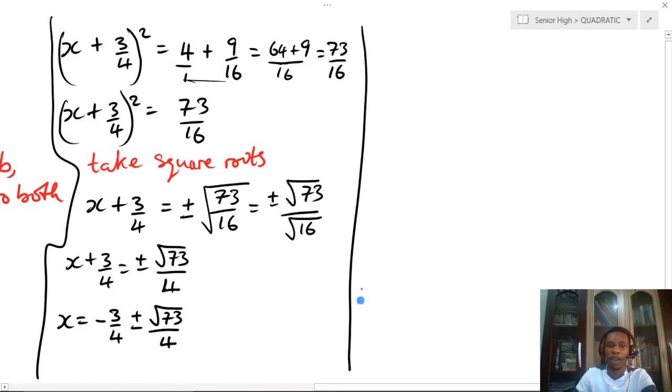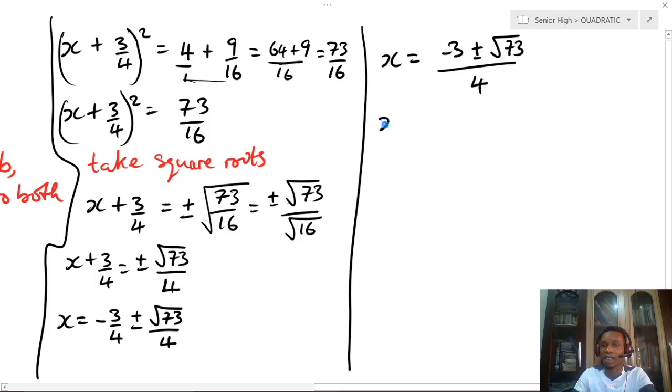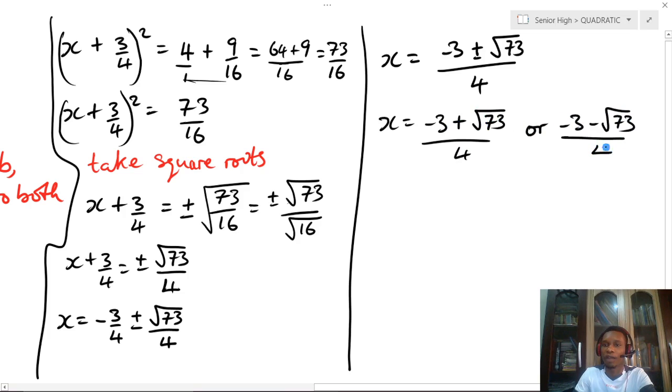And then I draw my long line, and I can write now that my x is equal to, now since it's 4 and 4, you can pick one LCM, so that's minus 3 plus or minus square root of 73. And I'm almost done. I can now say that x is equal to minus 3 plus square root of 73 over 4, or minus 3 minus square root of 73 over 4.